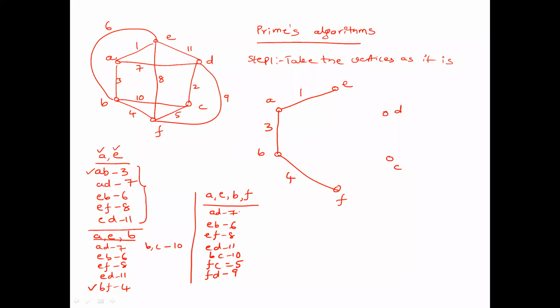That's nothing great in this. And in this again, you pick the minimum. What is the minimum one? FC, right? So you pick the minimum FC, take that. It is 5. Now our list has increased further. Now it is A, E, B, F, C also. Now list out the edges corresponding to these 5 vertices. Again, it is the same: AD 7, EB 6, EF 8, ED 11. Then FC is done. FD is 9. And with respect to C, can we add any other edges?